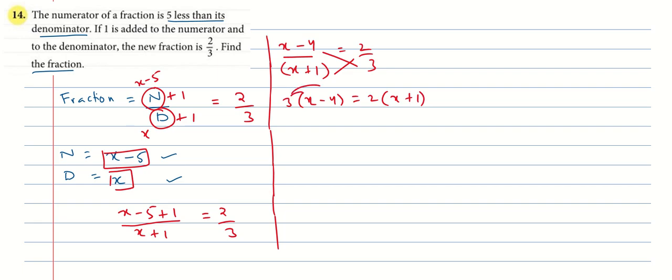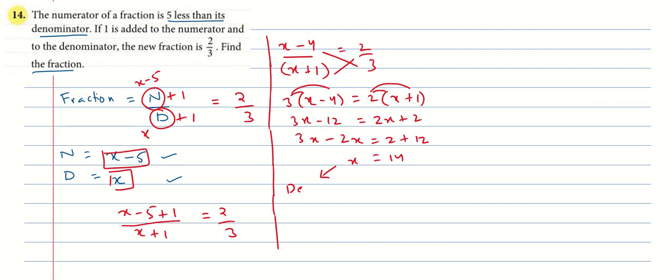So when you expand the brackets, this becomes 3x minus 12, and when you expand this side, this becomes 2x plus 2. So 2x will be shifted on the left side, it will become minus 2x, and minus 12 will be shifted on the right side, so it will become plus 12. So this becomes 14 and this becomes 3x minus 2x becomes x. So x is 14, but we need to see what this x is representing.